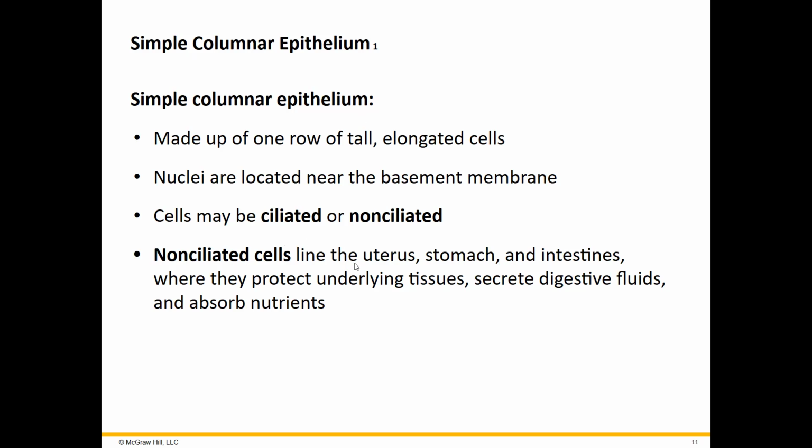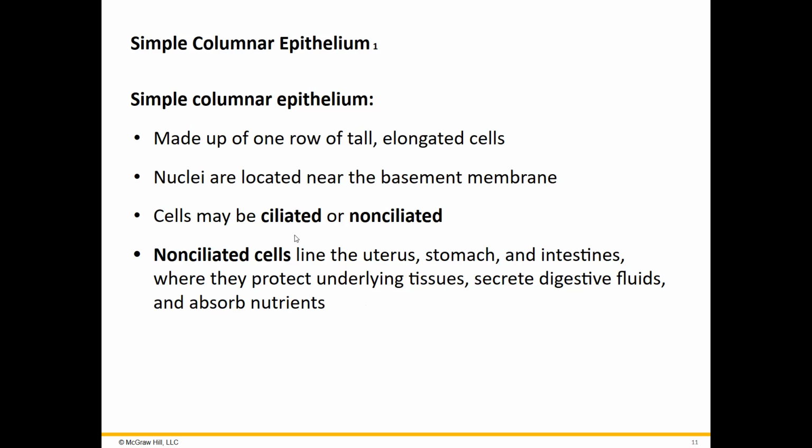This is going to be things that you think of that don't absorb, but rather maybe secrete. So the uterus, okay, it has secretions. The stomach secretes acid. The intestines, I'm sorry, they are non-ciliated, but they are microvilliated. So they have microvilli that will absorb. So I want you to think with simple columnar, they're either ciliated or non-ciliated. If they're ciliated, we'll get to that later. If they're non-ciliated, it's because they secrete fluids or they absorb nutrients.